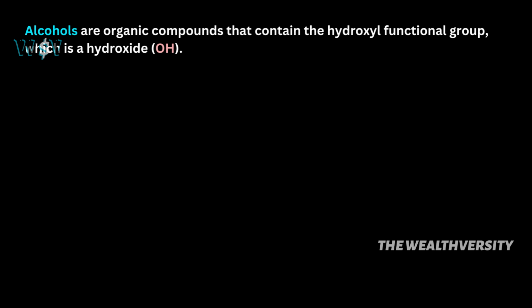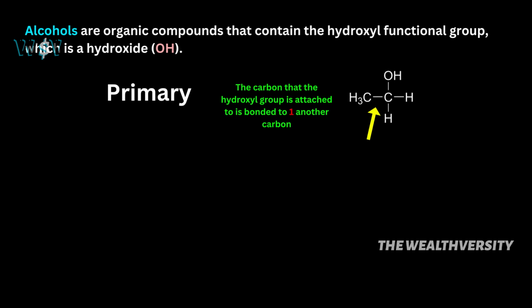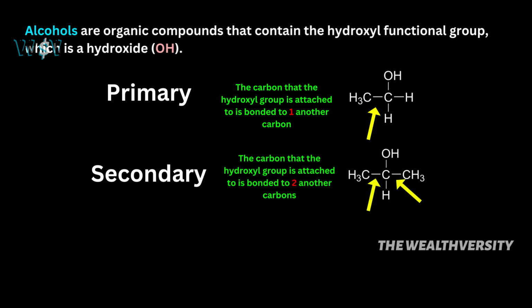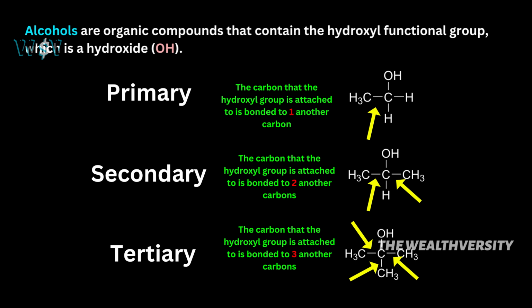Alcohols can be primary, secondary, and tertiary. Primary alcohols is when the carbon that the hydroxyl group is attached to is bonded to one other carbon. Secondary alcohols is when the carbon that the hydroxyl group is attached to is bonded to two other carbons. Tertiary alcohols is when the carbon that the hydroxyl group is attached to is bonded to three other carbons.